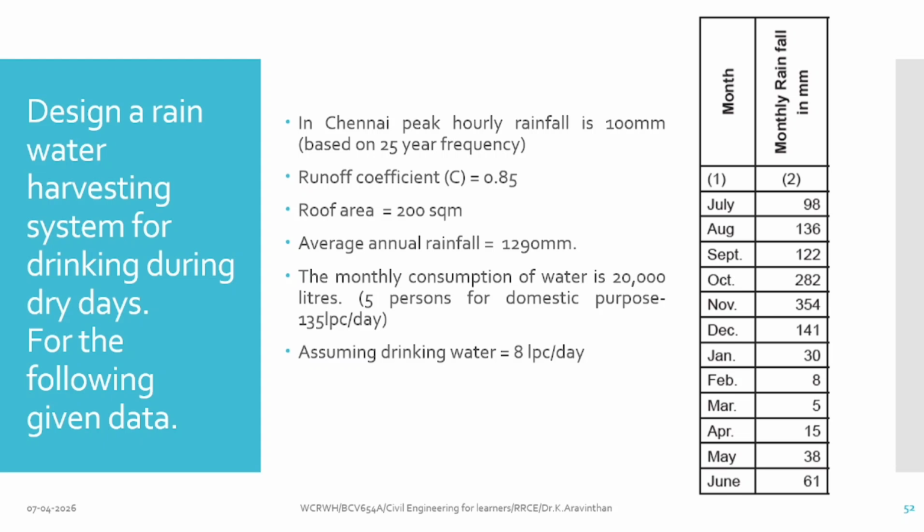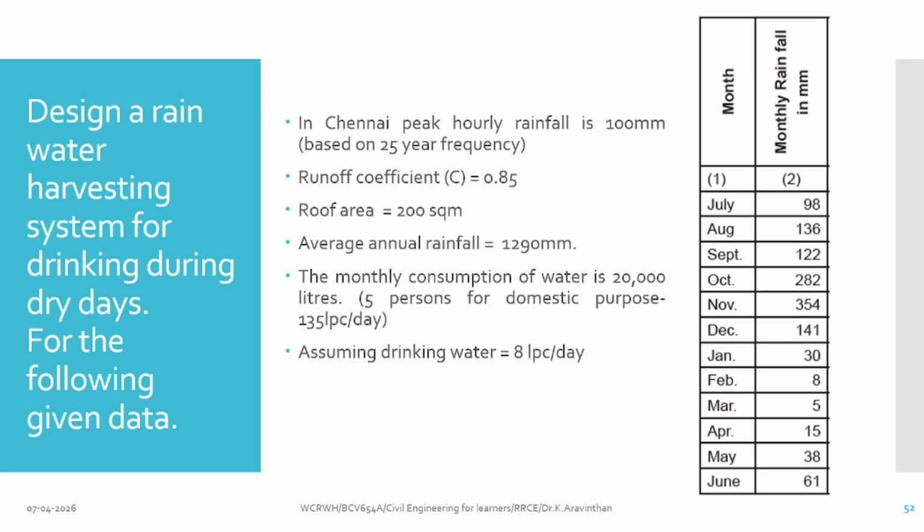Design a rainwater harvesting system for drinking purpose during dry days. This rainwater harvesting system is being constructed in Chennai for the following given data. Chennai peak hourly rainfall is 100 mm based on 25-year frequency. When we are starting the rainwater harvesting design, we should take the 25-year rainfall for each and every year. What is the rainfall that occurred in each day, and what is the peak of rainfall during any rainy season? There might be a peak of rainfall.